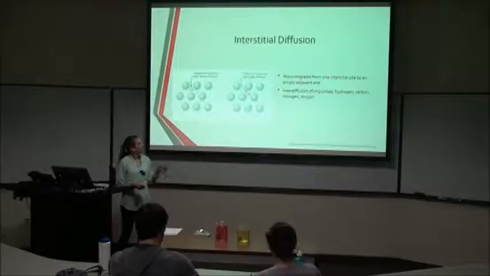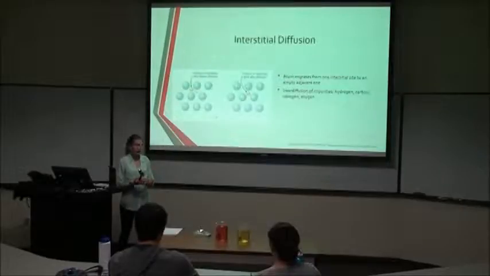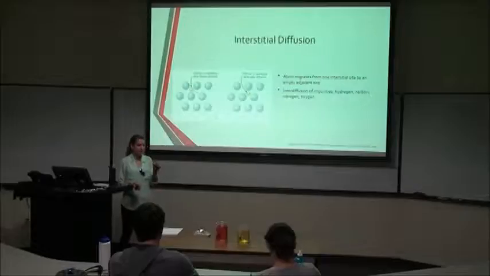Interstitial diffusion is when the atoms migrate from one interstitial site to another, so the sites that are in between the normal lattice. These diffusing particles are normally the impurities that you see inside the metals, like hydrogen and carbon and nitrogen, because they're very small and they fit in between the normal lattice. Interstitial diffusion is much faster than vacancy diffusion because these atoms are so much smaller, and there are many more interstitial sites in a lattice than there are vacancies.